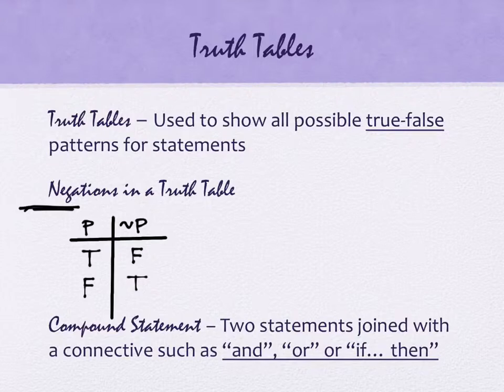Now, some statements are called compound statements. Compound statements are two statements joined with a connective, such as and, or, if then. There's another connective that sometimes shows up. It's the word but. But means the same thing as and. I got up this morning, but I didn't eat breakfast. Well, that really means I got up this morning and I didn't eat breakfast, right? It's the same thing. So if you see the word but, it's interchangeable with the word and.